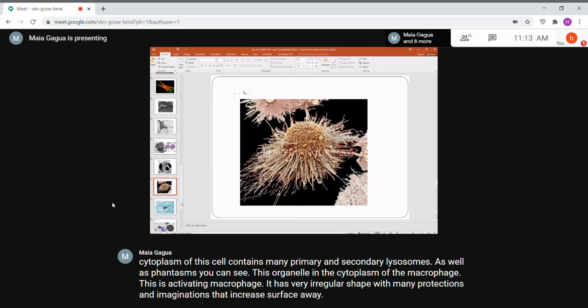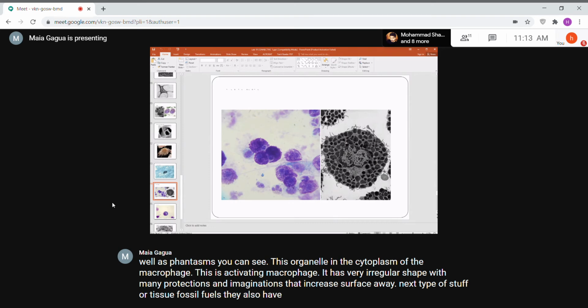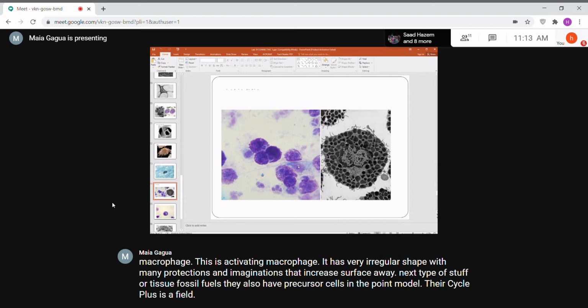Next type of cell, mast cell or tissue basophils. They also have precursor cells in the bone marrow. Their cytoplasm is filled with secretory granules, and sometimes these granules cover the nucleus, and the nucleus is not visible very well.